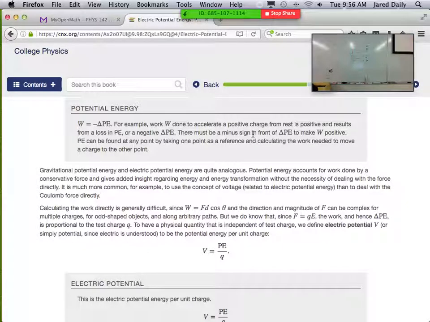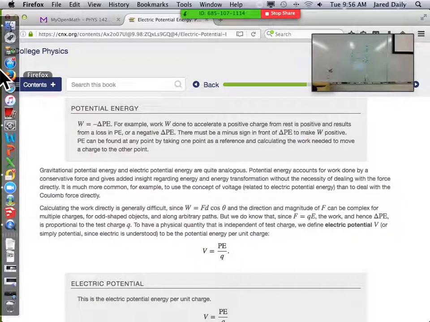And so we say, what is the problem here? Well, we need to get rid of the charge. We need to say that the charge is not something we're going to deal with. Now, what do you mean, get rid of the charge? Well, this is what I mean.